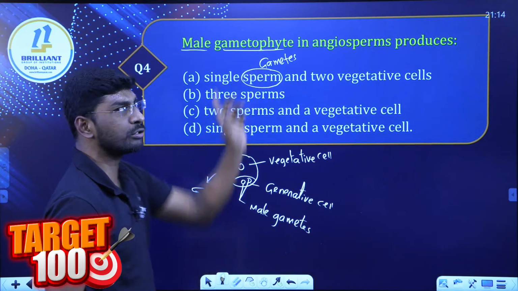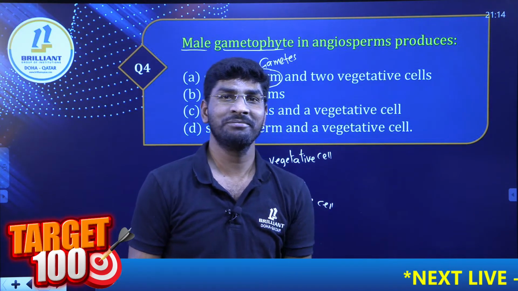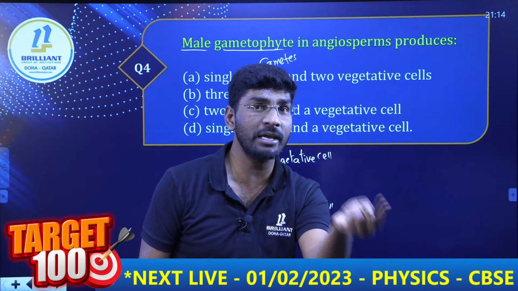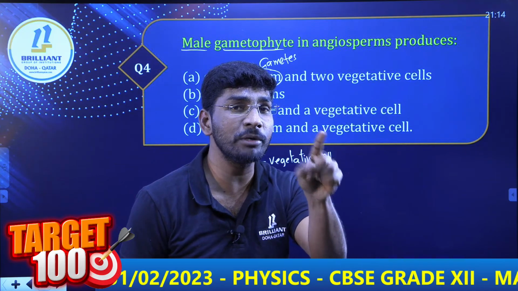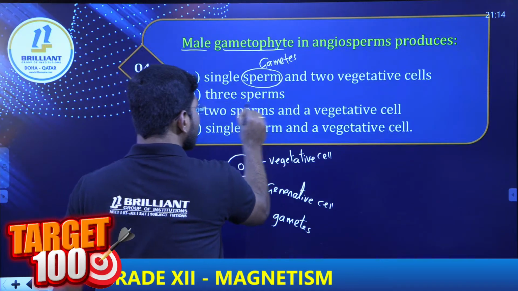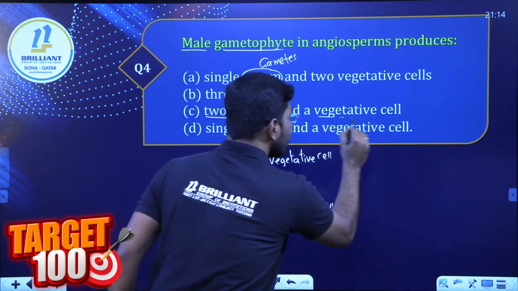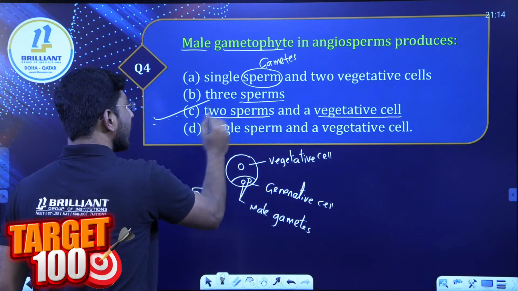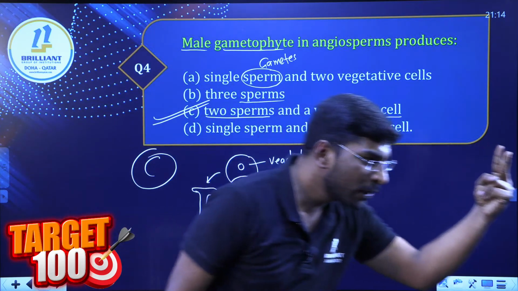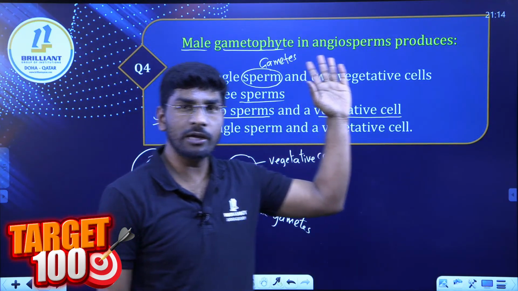Which of these two cells gives the male gametes? The generative cell gives two male gametes, which are nothing but sperms. One of the male gametes participates in syngamy, and the second male gamete in endosperm formation, as we know. Single sperm, no, it is two sperms. Three sperms, leave it, it's a wrong answer. Two sperms, that means two male gametes, and the vegetative cell. So the right answer is option C. Option D gives a single sperm, but two sperms will come. So the answer for this fourth question is option C. Shall I go to the next question?